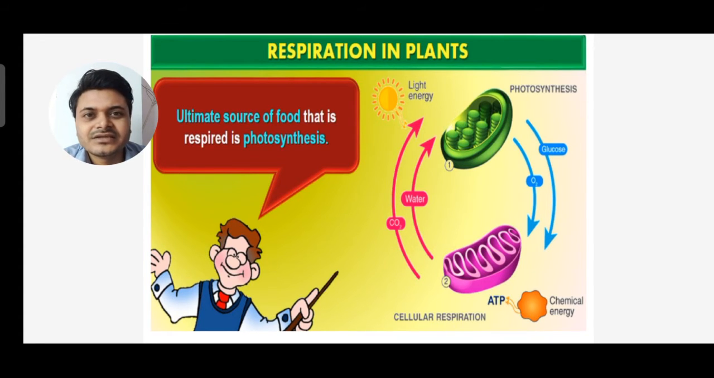So this is a cyclic process of photosynthesis and respiration going on. So this is cellular respiration. ATP is produced in mitochondria. You can see two diagrams are given on the right hand side. On top is the structure of chloroplast, and at the bottom is the structure of mitochondria. So respiration and photosynthesis is a cyclic process.